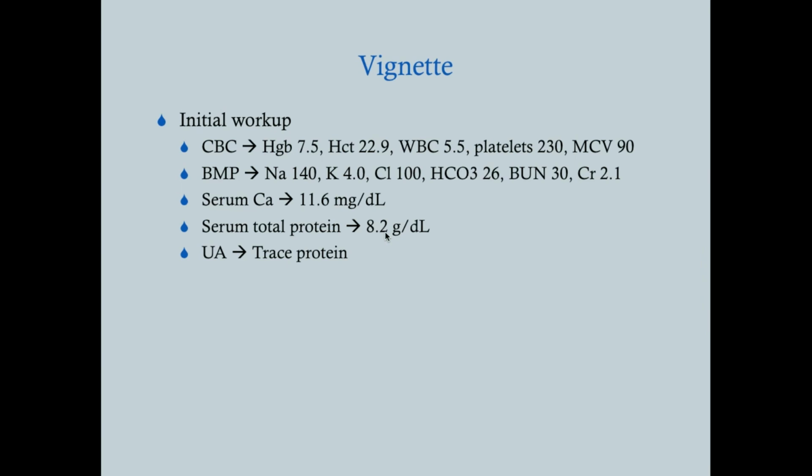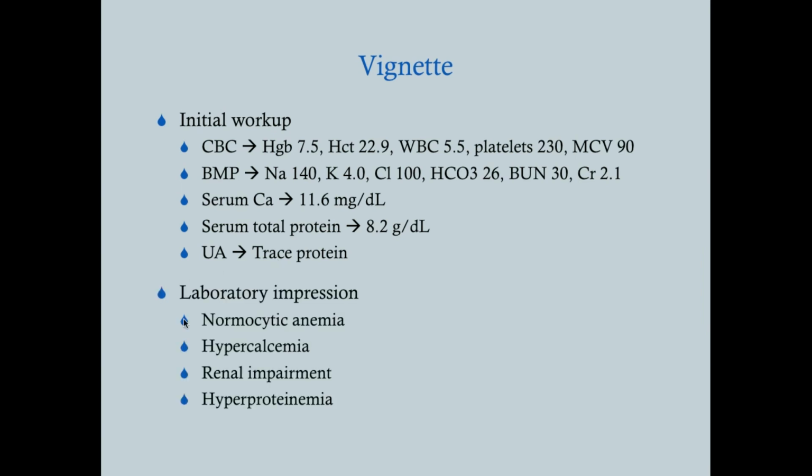Serum total protein is 8.2, so this is high. And the urinalysis shows trace protein. That's not unusual, but when you take that into consideration with his BUN creatinine ratio, his elevated creatinine, his serum total protein, and then this trace protein, that's suspect for something going on with the kidneys, or something going on with this elevated total protein, which may be affecting the kidneys. Hint, hint.